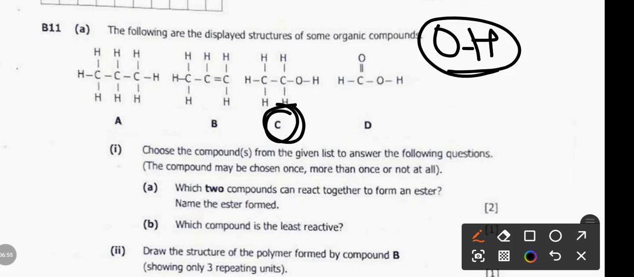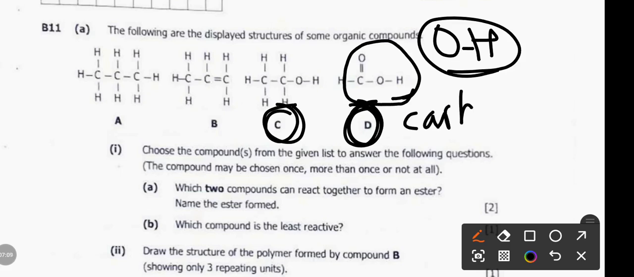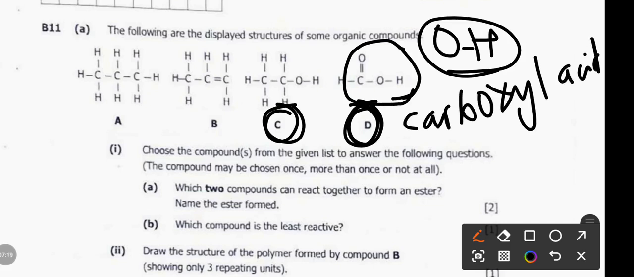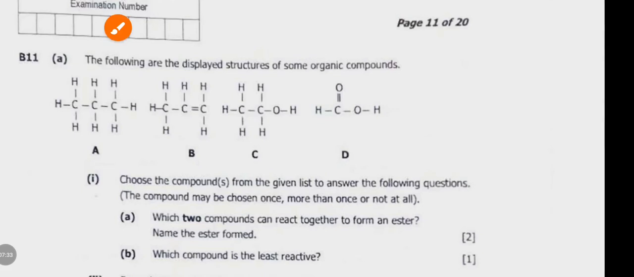Then the carboxylic acid is this one, it is D. Why? Because carboxylic acids are also identified by the presence of this functional group called the carboxyl functional group. So once you see an organic compound attached with this functional group, then that organic compound is a carboxylic acid. So here the two compounds which can react to form an ester are C and D. Alright, but we're not done. We are told to name the ester formed.